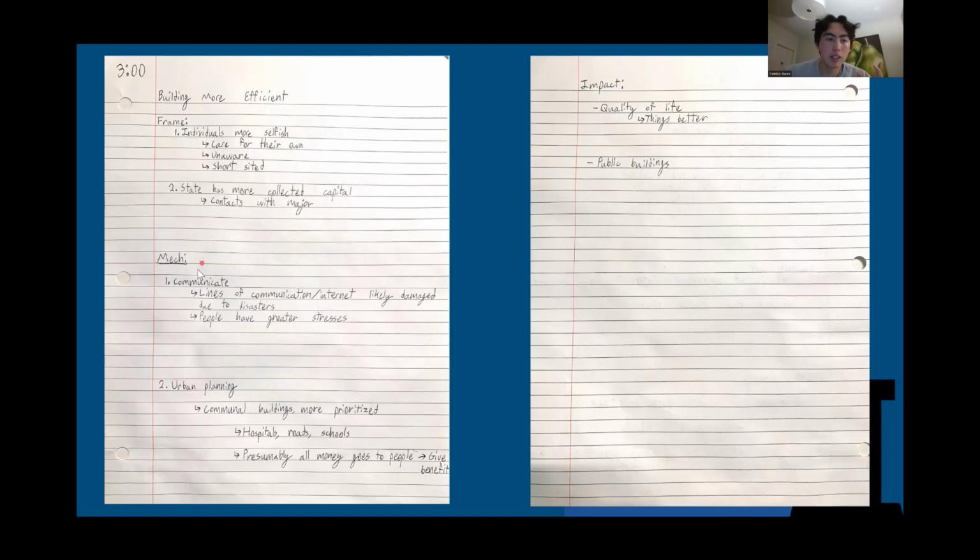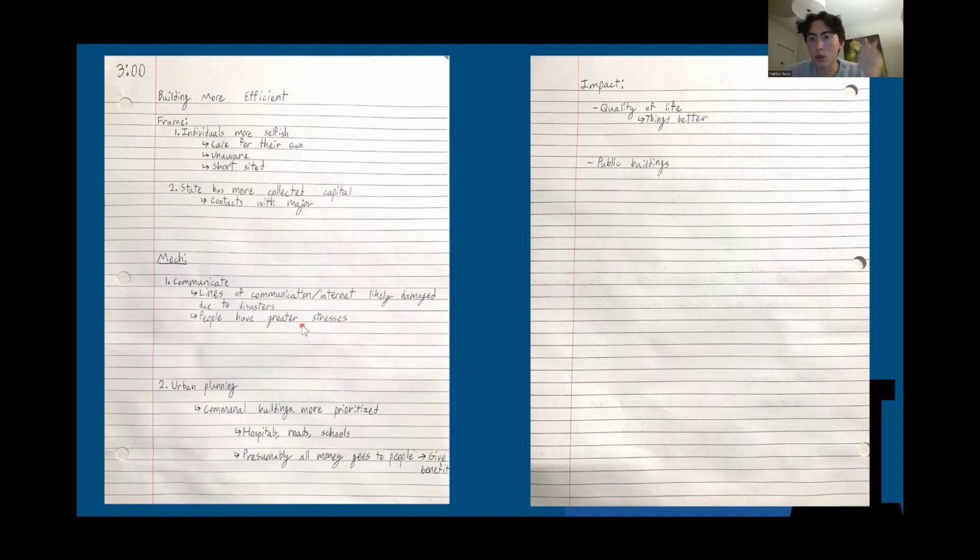Move on to my mechanisms. First on communication and second on urban planning. If we look at communication, I talk about lines of communication and internet likely damaged due to disasters, so people have greater stresses, right? Greater stresses here is to trigger my mind. Here I'm thinking about greater stresses such as finding loved ones, getting clean food and clean water, and getting shelter.